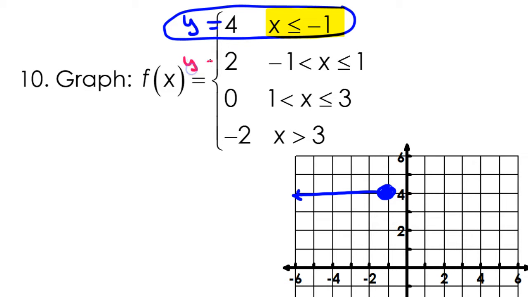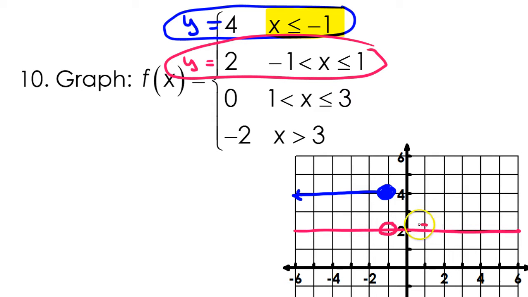Now again, think y equals 2. All right, I'm graphing this piece right here. Y equals 2 would be a horizontal line at 2 like this. But again, I'm not going to graph the entire line. I'm going to graph the part of the line that's between -1 and +1. So here's -1 and here's +1.